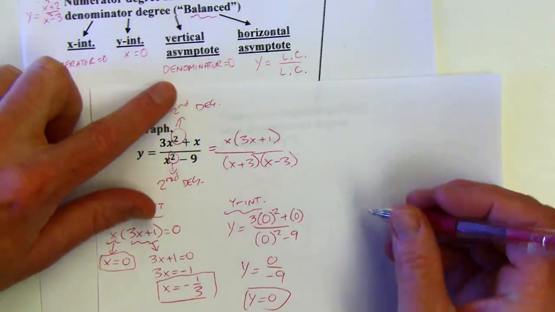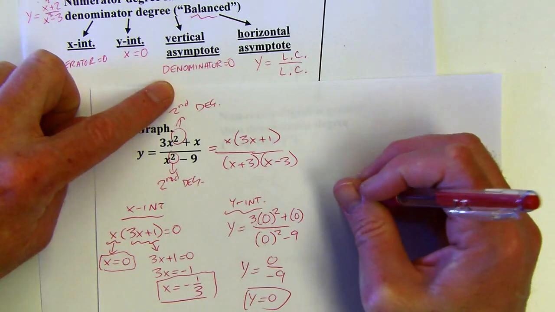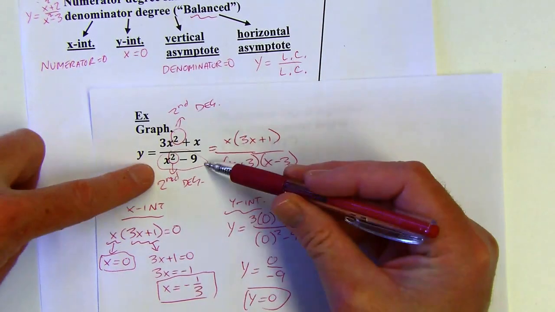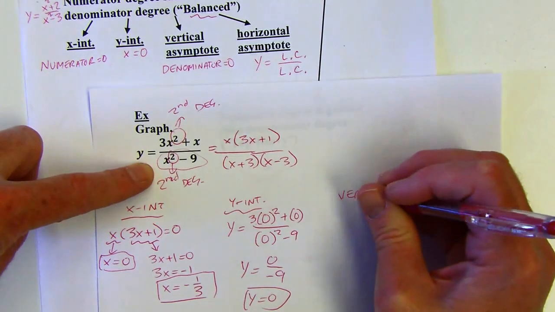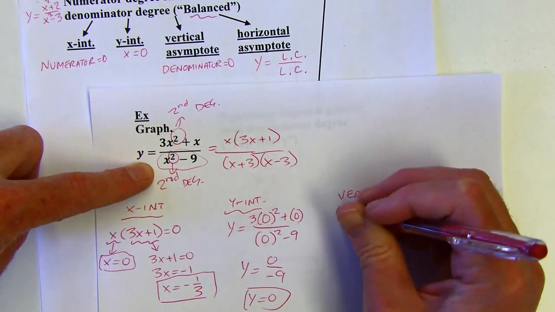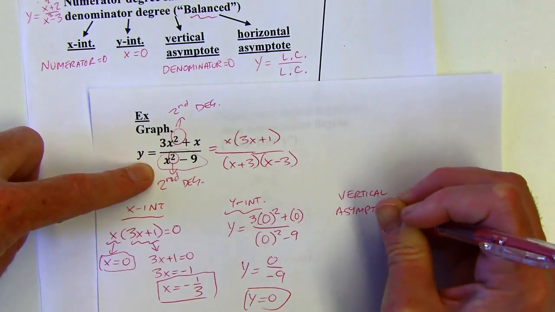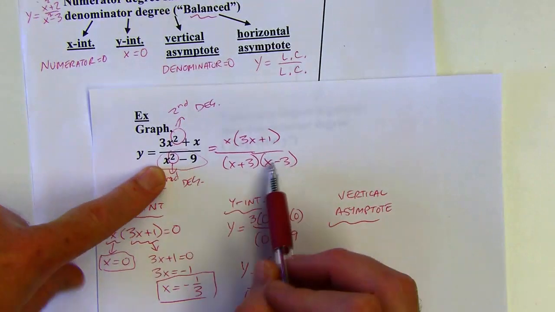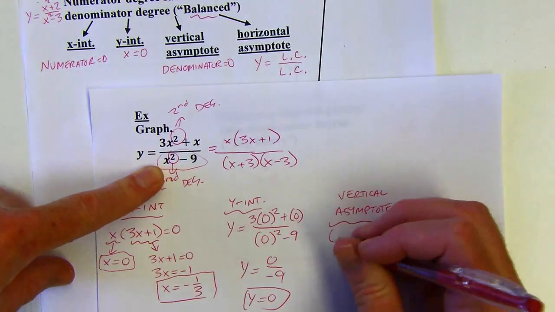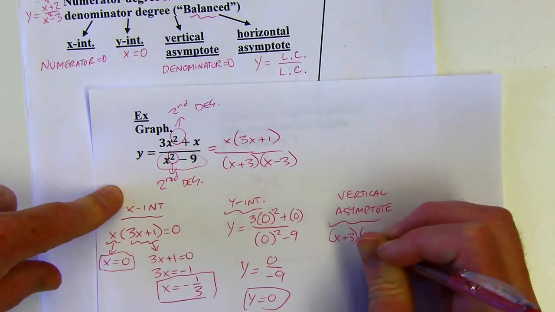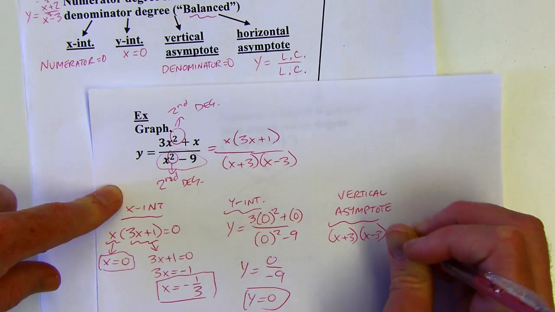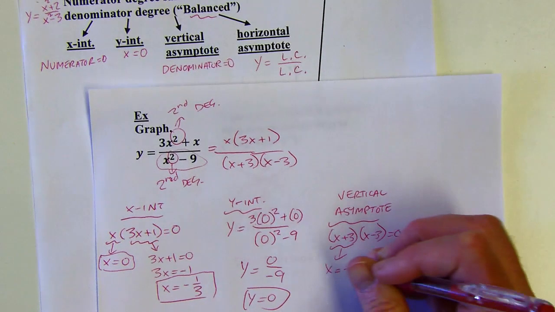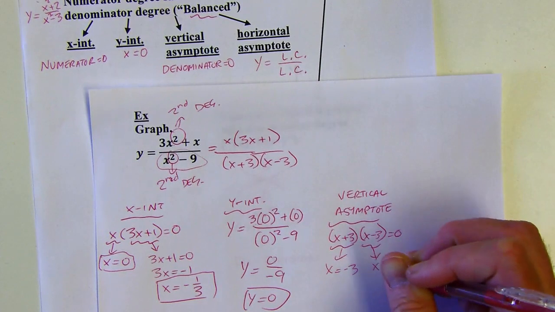So I've got a vertical asymptote. That's going to happen when I've got undefined x values. So it's going to happen when the denominator equals 0. Okay, so again, I can take x squared minus 9, or I could take the factored version. Either one will work. I prefer the factored version because then, again, it's set up for the zero product property. So x would equal negative 3, or x would equal positive 3.